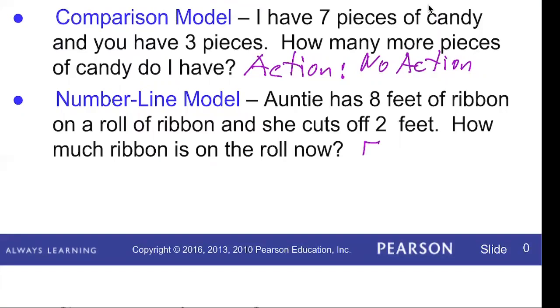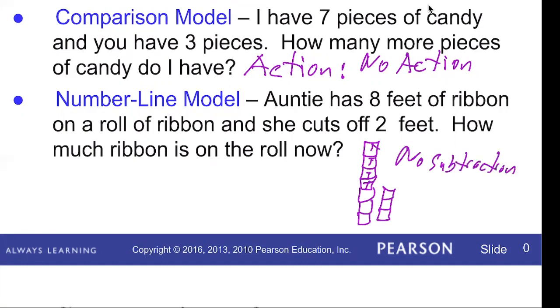What I finally would get kids to do is they could put these blocks actually together. So they would have a string of 7, and then they could align them 1 to 1 with their 3 pieces, and then they could count and say, oh, it's 4. But there was no subtraction in the way they did this. It was just comparing and then counting. They didn't take anything away.